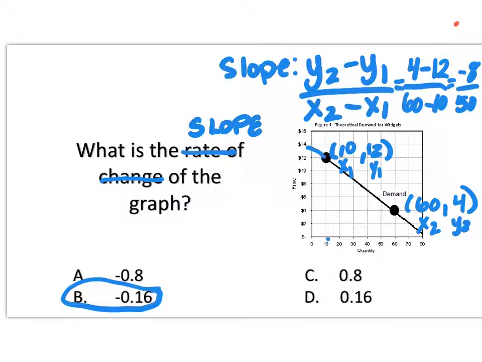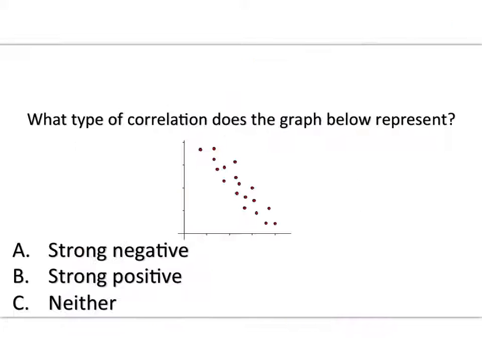Another way I can look at it is it's decreasing. So I know it can't be C or D because it is going down, so I'm going to have a negative slope. What type of correlation does the graph below represent? Well, this one's going down, so it's going to be negative.